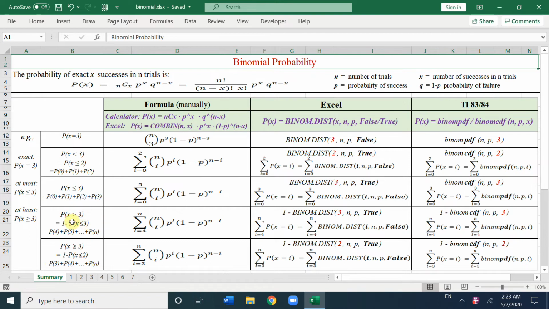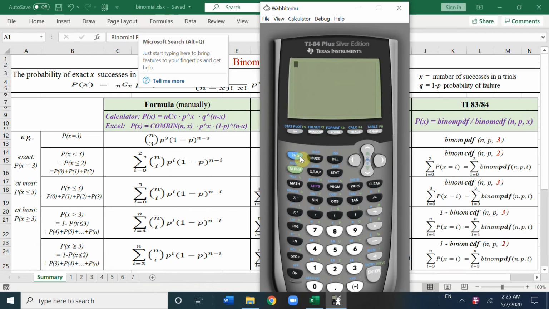So we have to use 1 minus, because greater than 3 and less than or equal to 3, the total probability is 1. They are complements. If you do it in Excel, you need 1 minus binom.dist, x less than or equal to 3. So you use true. Or you can just use false and add together 4 heads, 5 heads, all the way to n heads. And there is a slight difference between these 2 methods. In Excel, the order is x and p. By calculator it is n, p, x.